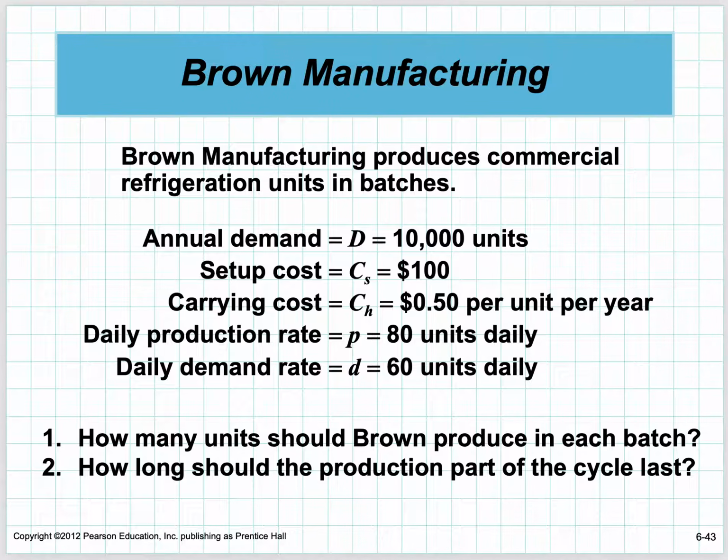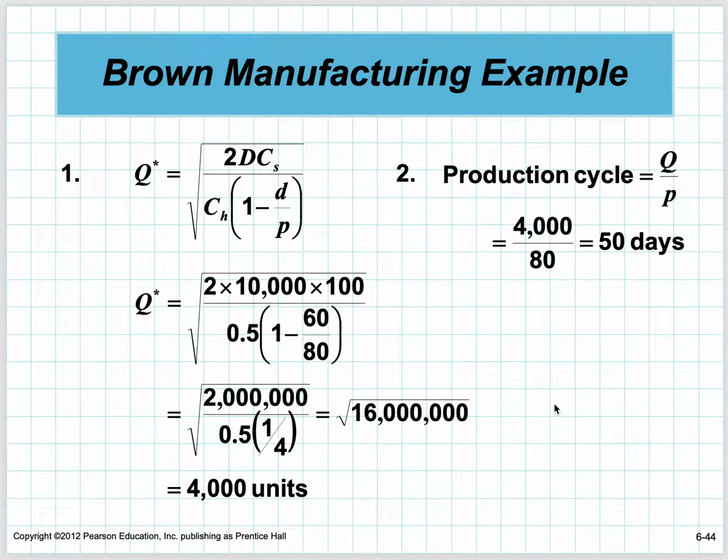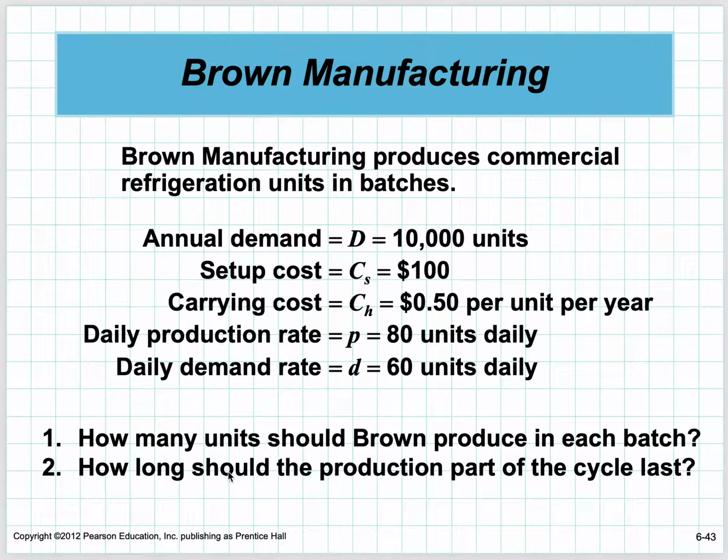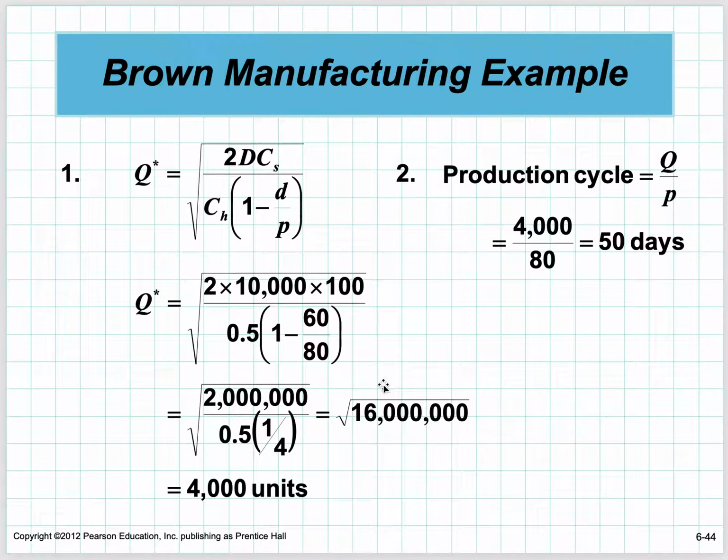So how many units should Brown produce? How long should the production part of the cycle last? Here's the equation. They should produce 4,000 units out of 10,000. So they're only going to have 2.5 production runs a year because they have to run the product a lot. They can only produce 80 a day and they sell 60 a day. So to accumulate any kind of inventory, they're only accumulating 20 pieces a day.